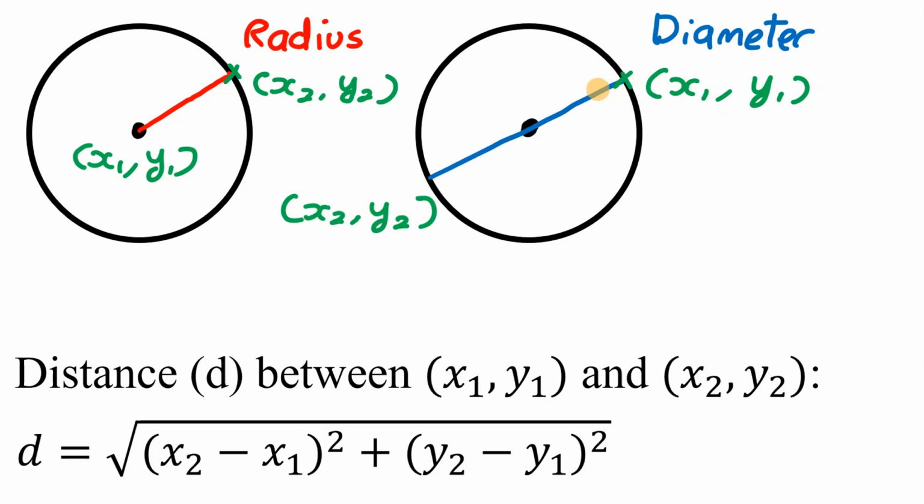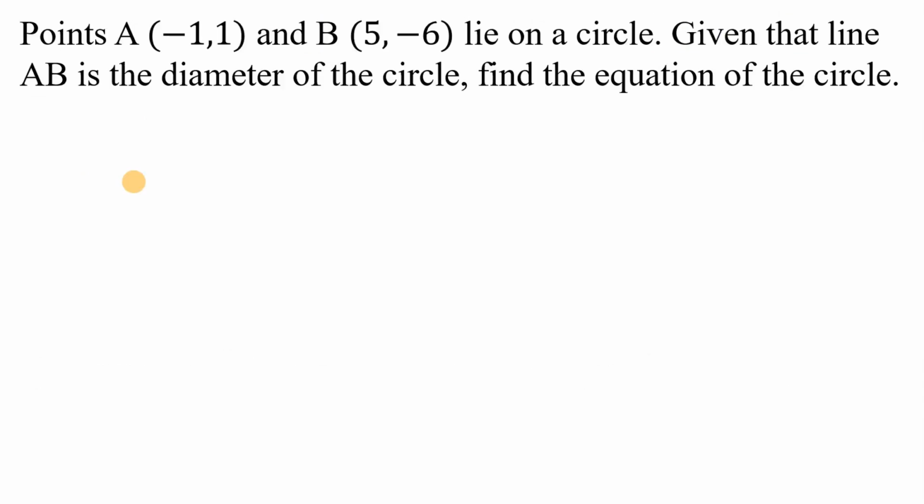Alternatively, if you have 2 points on the circle, x1, y1 and x2, y2, and you know that if you connect them, this is the diameter, and you find the distance between these 2 points, D, you can get the radius if you divide it by 2, because remember the diameter is twice the size of the radius. So if you find the length of the diameter and divide it by 2, this will give you the length of the radius.